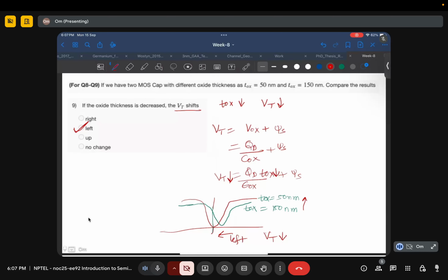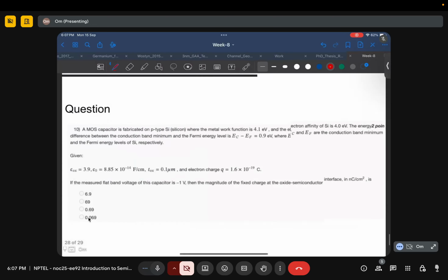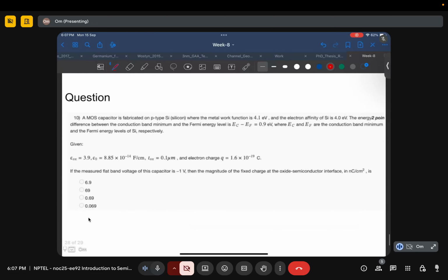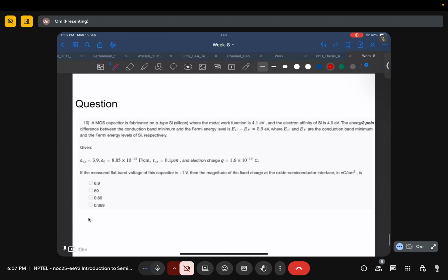Okay, so this is the last question for today. Please try to attempt it, then we will solve it.